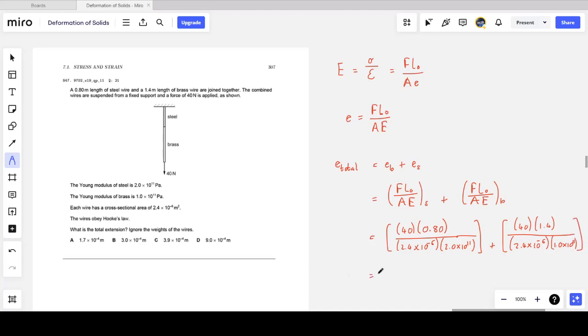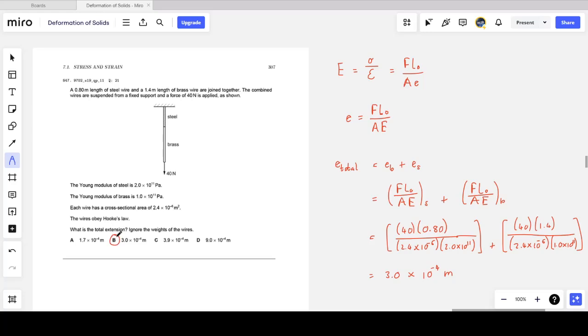And if we add these two values together, we get the total extension of the composite wire to be 3 times 10 to the minus 4 meters. And this corresponds to option B. So the total extension is 3 times 10 to the minus 4 meters.